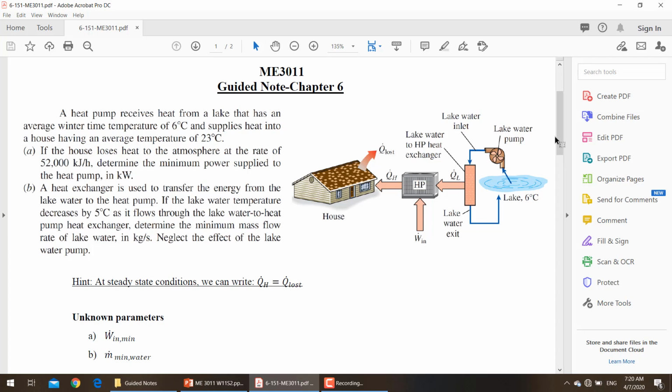But the best control volume is the control volume that you have some information about. This is the first criterion. And the second one, the unknown parameter must cross the boundaries of the control volume. For example, if you select the house as a control volume, correct? You have the Q dot H. That's good. But this W dot in doesn't cross the boundaries of your control volume. So it's not a good control volume.